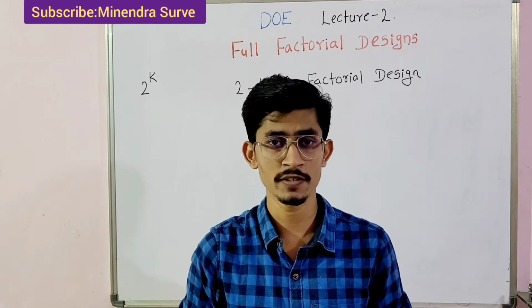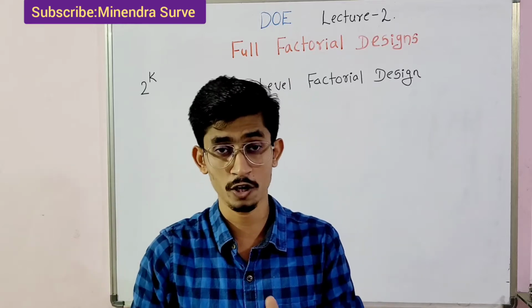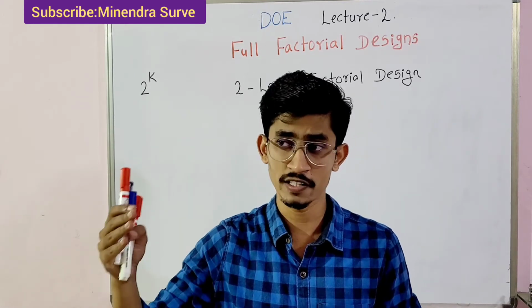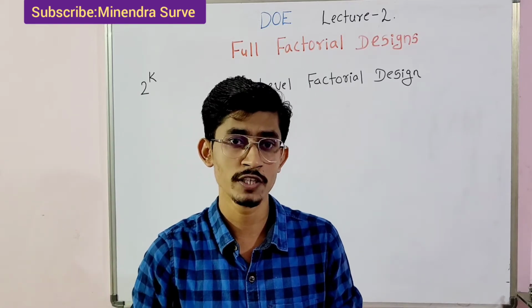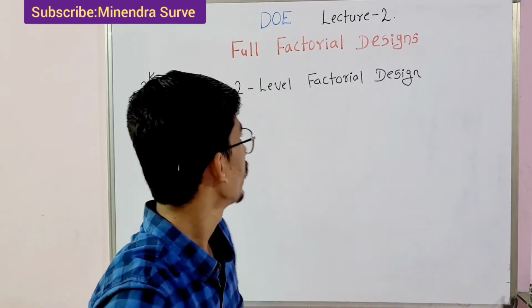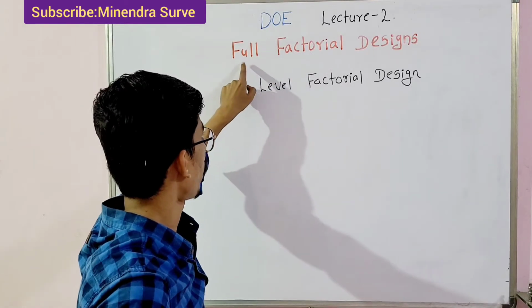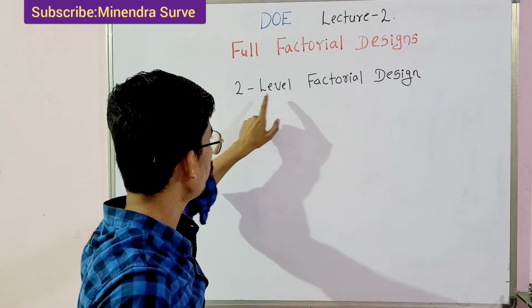If you are satisfied with the experimentation process, then you can stop there. If you are not satisfied, then you need to think about whether there is a necessity of additional experimentation. Then you need to perform further runs of experimentation, and for performing various runs we move forward to full factorial design. Okay, so here, two level factorial design.